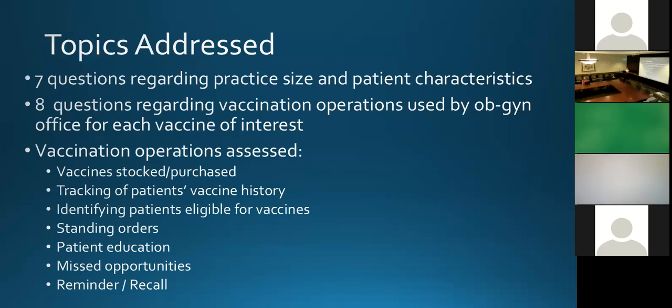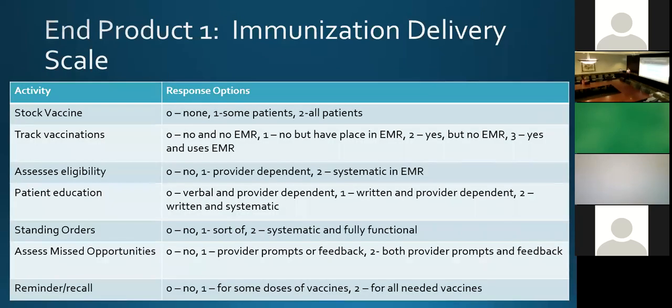So a missed opportunity is a visit where a patient came in to be seen by a provider. They could have received a vaccine, like they were eligible, but for whatever reason they didn't. Oftentimes it's because a provider didn't actually assess their vaccination status, so it kind of never came up. And then whether or not they used any type of reminder or recall system. So here is what we did with some of the qualitative information.